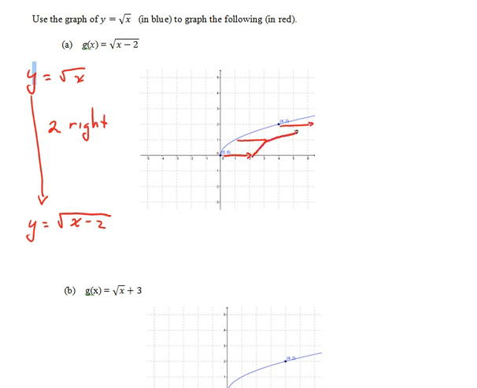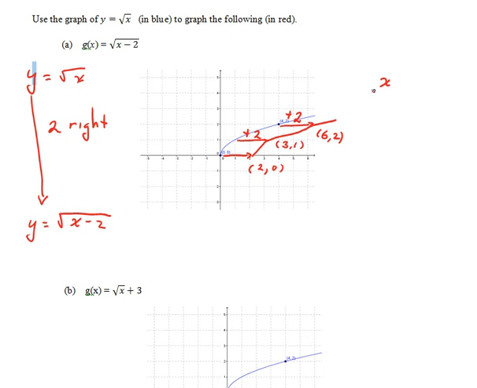So the curve would look like this. And it's actually a rigid transformation or translation of the original 2 units to the right. It appears as if it contains the points (2, 0), (3, 1), and (6, 2).